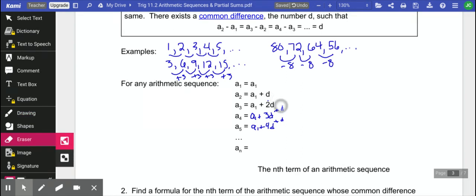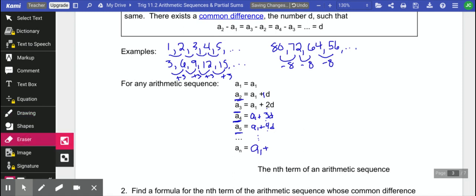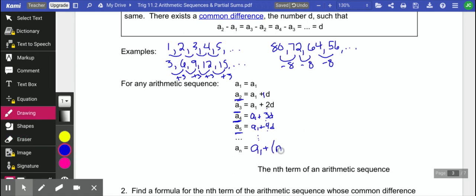Now, what happens if we keep going with this? Keep adding that common difference over and over. What are we going to get for the nth term? Well, if this pattern continues, we're going to get A1 plus something times D. Notice for the second term, it was 1D. For the third term, it was 2D. The fourth term, 3D. The fifth term, 4D. So for the nth term, it's going to be 1 less than that, (n minus 1)D. Okay, and this is our formula for the nth term of an arithmetic sequence.